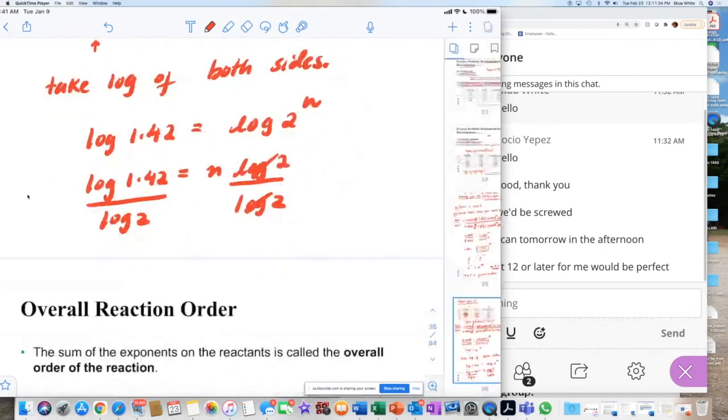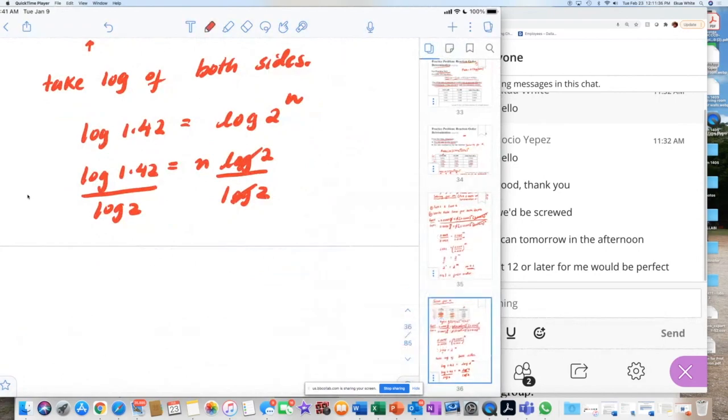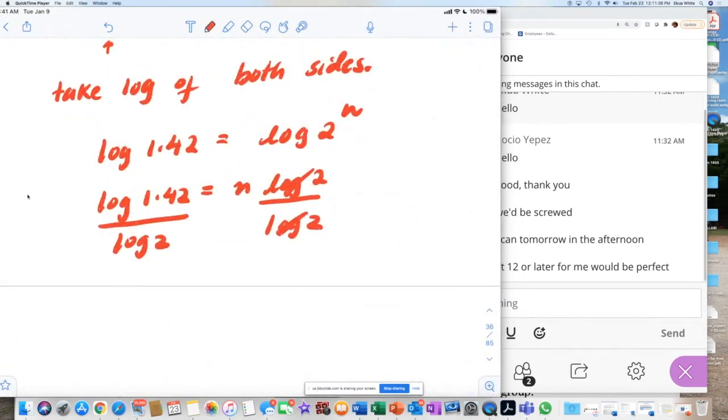How are rate and the concentration of A related? The concentration of A is squared, so what is n? The influence on the rate is the log of 1.42. If that's the case, let's see, using my calculator, the log function, like we said before, doubling A will quadruple the rate. Okay, I'm getting the top number here. It's going to be 0.152, right.